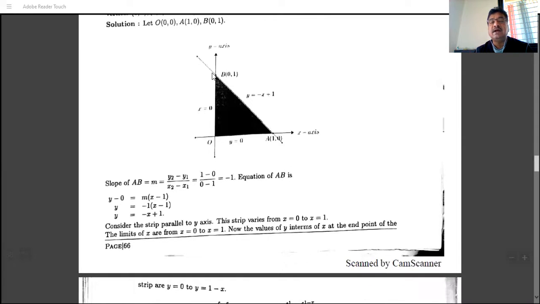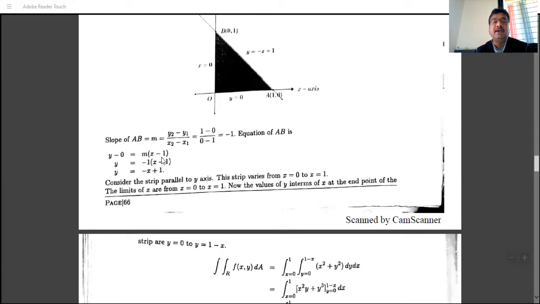And therefore, what is the equation of this line? It is x plus y is equal to 1, or y is equal to minus x plus 1. x plus y is equal to 1 is the equation of this line. And this line is x is equal to 0 because it is the y axis, and this is the x axis. Its equation is y is equal to 0.